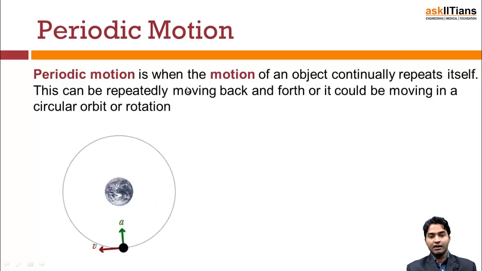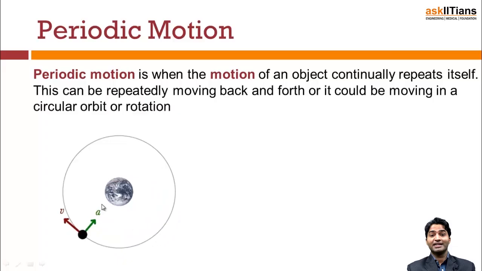A periodic motion is when the motion of any object continuously repeats itself. This can be repeatedly moving back and forth, or it could be moving in a circular orbit of rotation. For example, an object moving in a fixed radius circle is due to the centripetal force, and the acceleration is radial, centripetal acceleration, having value v square upon r or r into omega square, where v is the tangential velocity. We must know whether this is periodic or oscillatory motion. It is not oscillatory, but it is periodic motion. So periodic motion must have a constant time period.